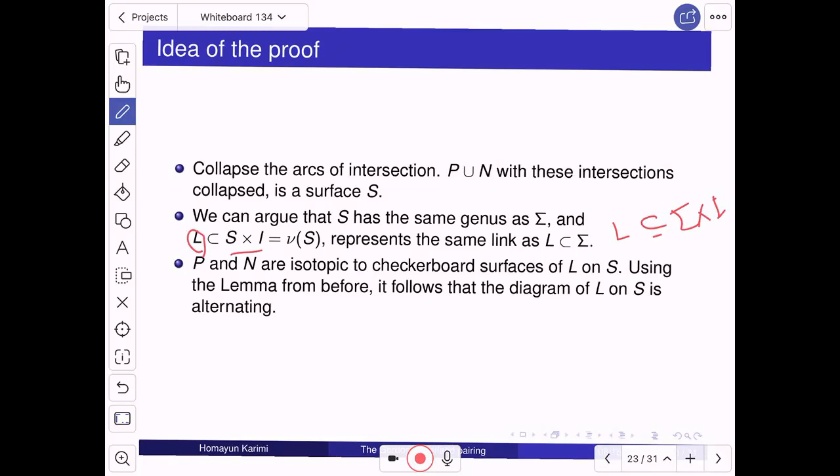Once you do that, the two spanning surfaces P and N that you started with are the checkerboard surfaces inside this new surface. And you can see that now you have two checkerboard surfaces which have the opposite sign, and both of them are definite. Then use the previous proposition to show that in that case, L must admit an alternating diagram. So you can prove this theorem in this way. Okay.